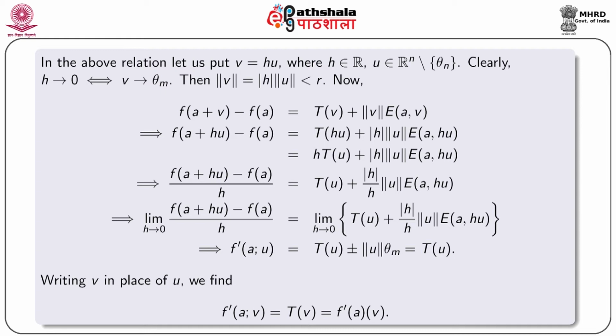So, [f(A + hu) − f(A)]/h equals T(u) + (|h|/h)‖u‖E(A,hu). We consider the limit of both the sides as h approaches 0. The left hand side becomes the limit of [f(A + hu) − f(A)]/h as h approaches 0, which is nothing but f'(A;u), and the right hand side goes to the limit as h tends to 0 of T(u) + (|h|/h)‖u‖E(A,hu). The first quantity is independent of the limit. So, we have T(u) plus the limit of that quantity (|h|/h)‖u‖E(A,hu), which equals ±‖u‖θm. So, we have f'(A;u) equal to T(u).